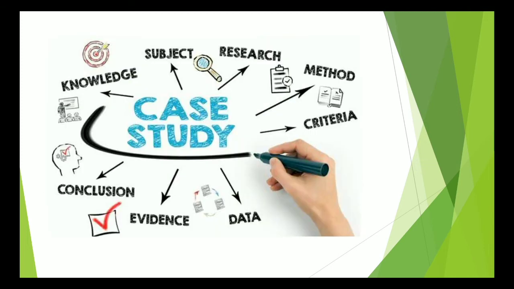Next, we move to the case study. Case study is all related to research methods, criteria, data, evidence, conclusion, knowledge. In a case study, there is one particular person, and you find out the entire family history about that person. You find out about his educational background, his medical background, and on the basis of all the history, you try to find out what could be the possible reason for the person's behavior. That is known as a case study.